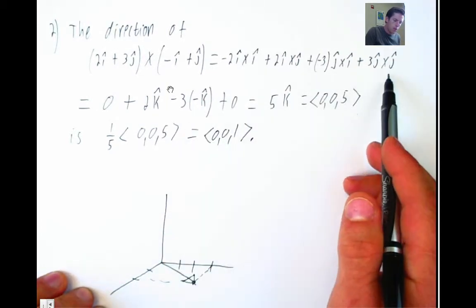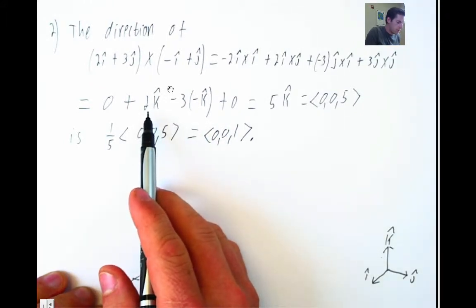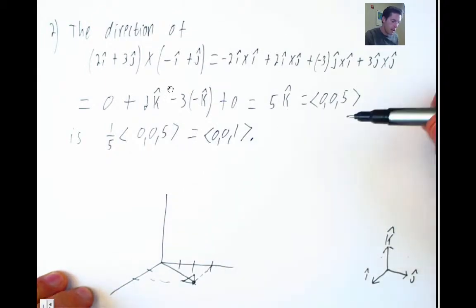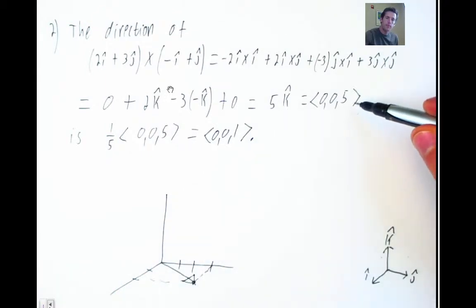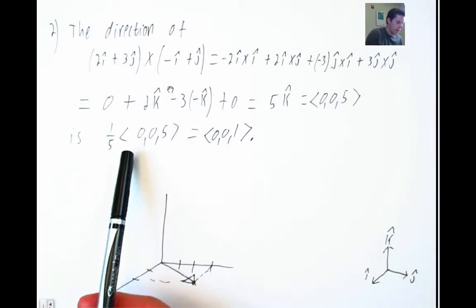And then the last term, j cross j, is 0. Alright, so adding up all these terms, I've simply got a total of 5 k's. And in component form, that's 0, 0, 5. And I'm supposed to find the length and direction of this. I was thinking to myself, you can't find the direction without finding a length, so I'm just going to write the direction this way, 1 over the length times the vector.